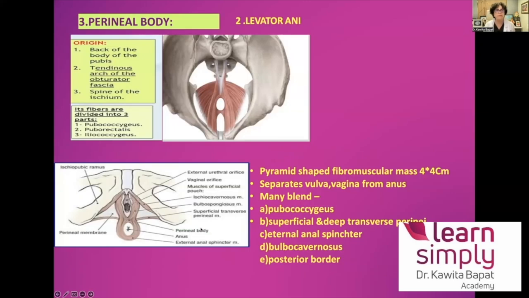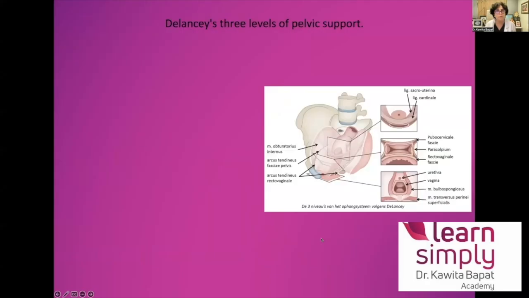We will talk about the perineal body, but I'm putting it in here again. I'll show you the video, but it's a pyramid shape. The perineal body is a pyramid-shaped fibromuscular mass, about 4 by 4 centimeters. It separates the vulva and vagina. It includes the pubococcygeus and is made up of the superficial and deep transverse perineal muscles. I'll show you the video and you will come to know about it.